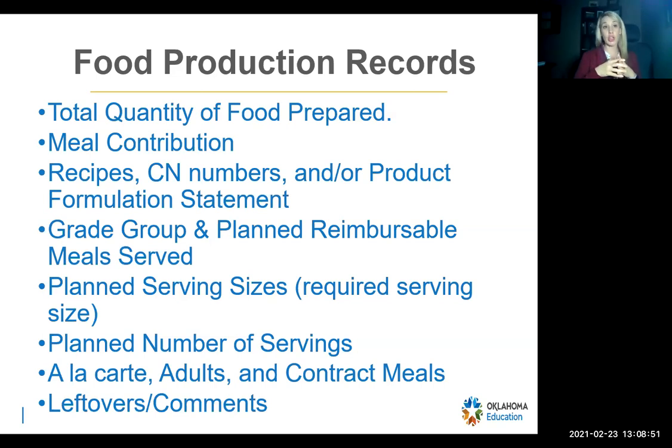On the production record, we also need the total quantity of food prepared. We need the meal contribution. That's very important because there's some items that could be a vegetable or a meat. We need recipes, CN numbers, and or product formulation statements. We need grade groups and planned reimbursable meals served, planned serving sizes, planned number of servings, a la carte, adults and contract meals, and any leftovers. Everything needs to jive.